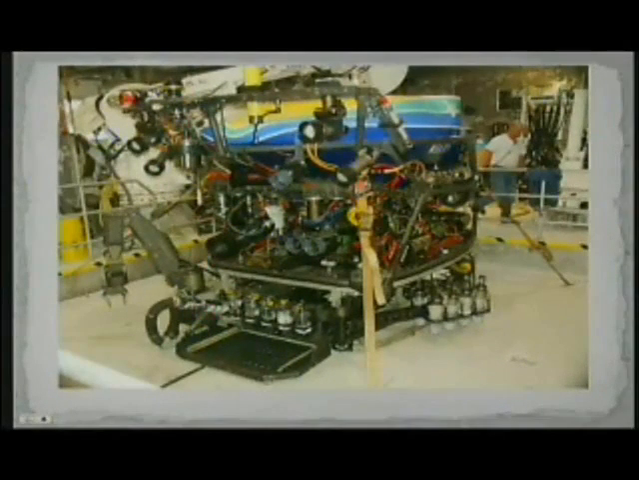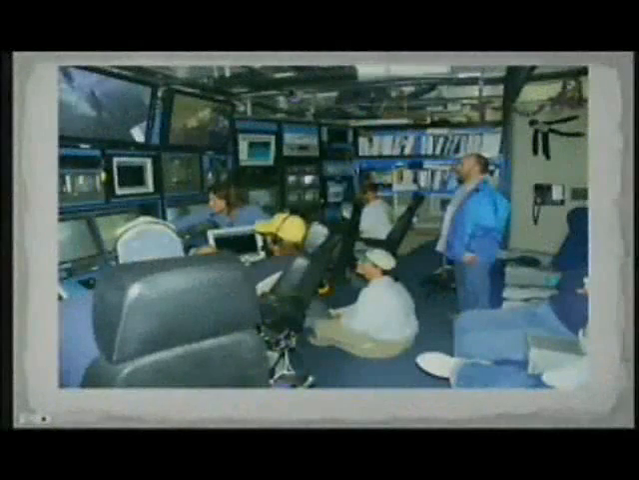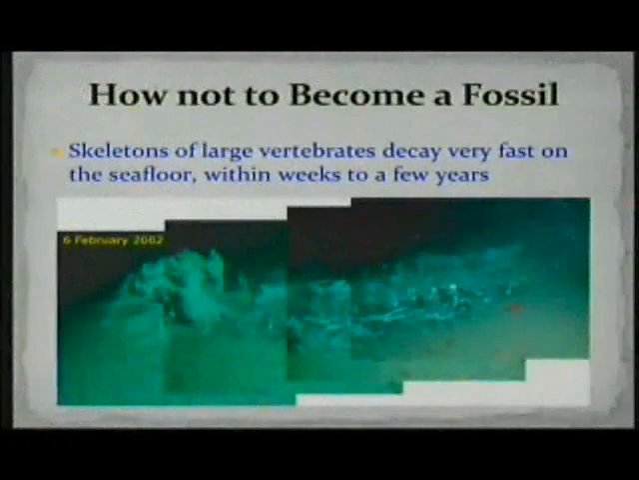And this is the remote vehicle we sent down to the seafloor with cameras and lights and everything. And this is the control room on the vessel. And this is the whale we found, the skeleton. It's a skeleton of a gray whale, 6 February 2002. Remember that date and see that the skeleton is very much deteriorated.